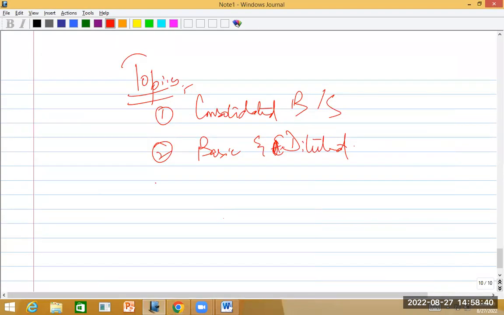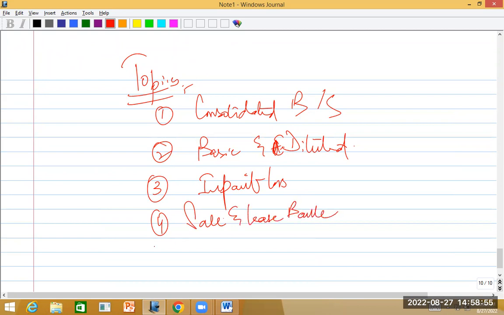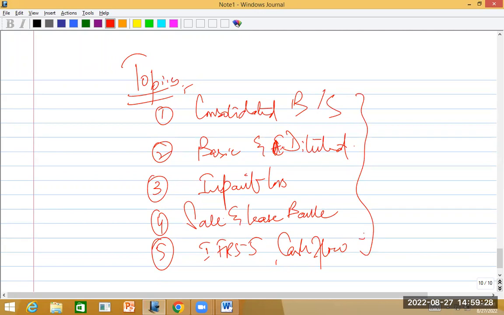Okay. So tomorrow we'll be covering impairment, sale and lease back, IFRS, and cash flow. So these are the areas, inshallah, I will try to cover in tomorrow's class.